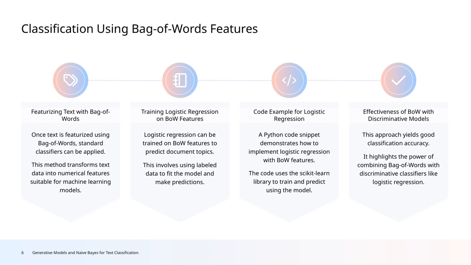After you've featurized your text data with bag of words, you can apply standard classifiers directly. This method essentially transforms your raw text into a structured, numerical format that machine learning models can easily work with. It's a simple yet powerful way to turn unstructured text into actionable insights.